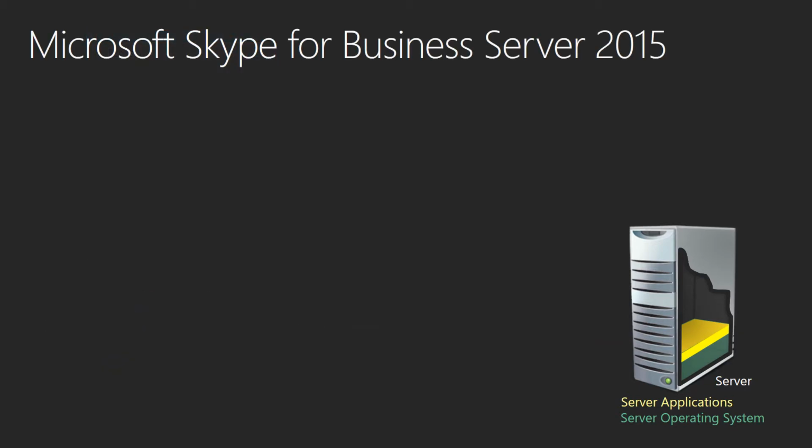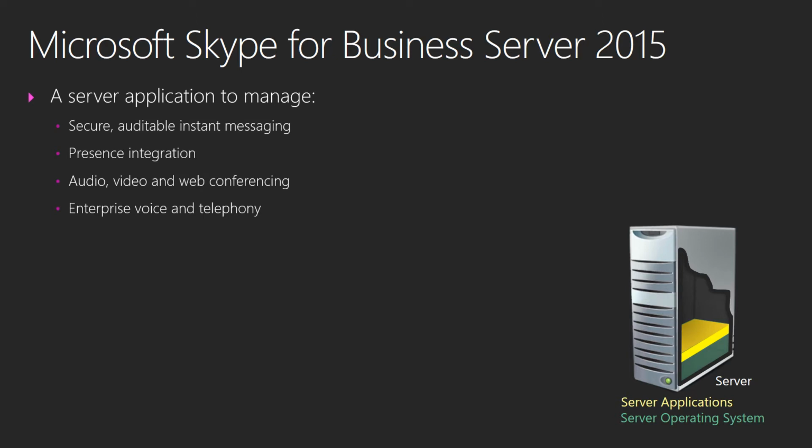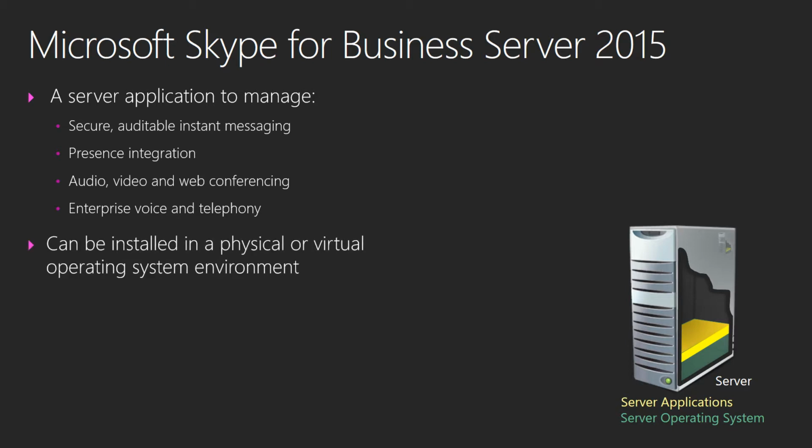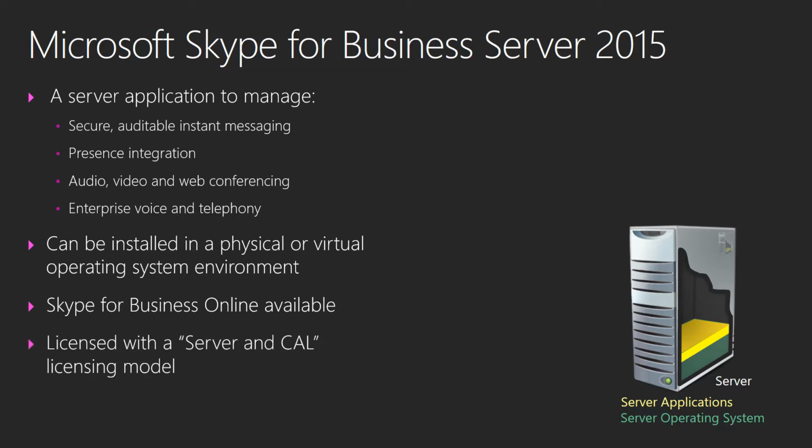In summary, Skype for Business Server is the server application which manages instant messaging, presence, so that's the little coloured blobs which indicate whether a user is online or away, etc., but also web conferencing and telephony. It can be installed in either the physical or the virtual environment, and there is also Skype for Business Online available as an alternative to an on-premises deployment of Skype for Business Server. Now it says here that Skype for Business Server is licensed with the same model we already saw for Exchange Server, that's Server and CAL, but let's look at that in a bit more detail because it's actually a little bit different to that of Exchange Server.